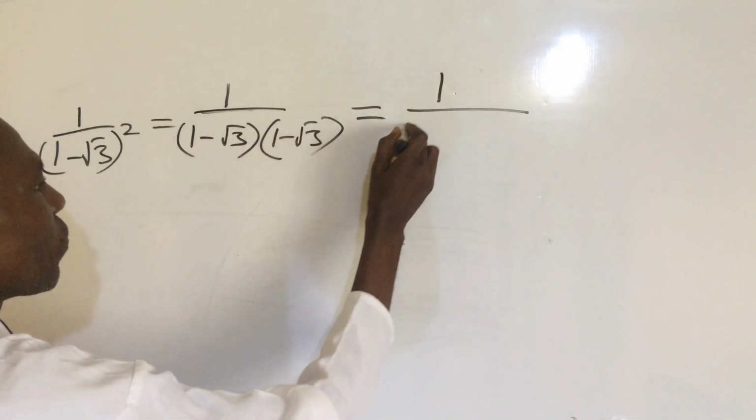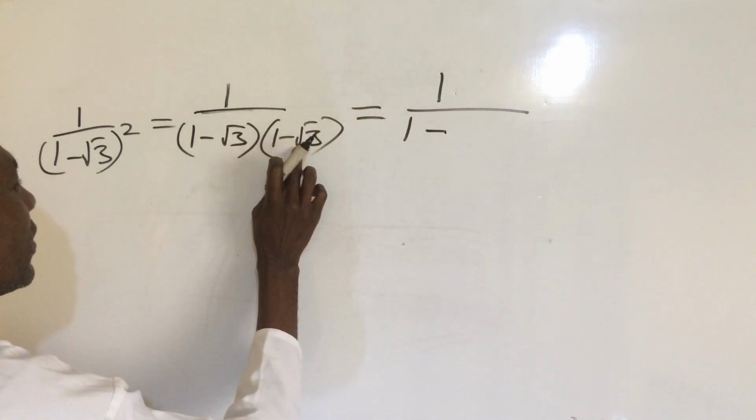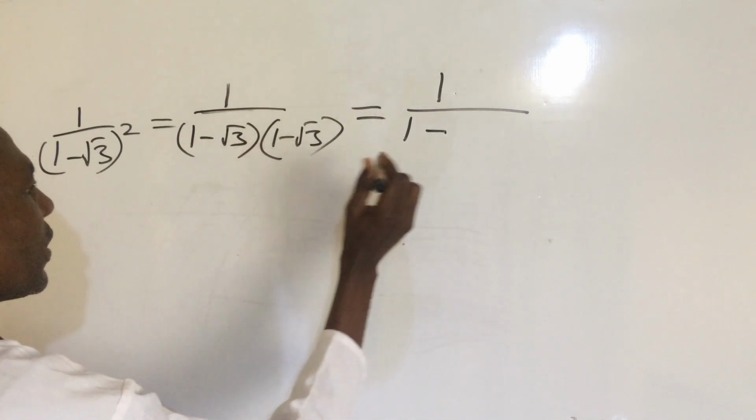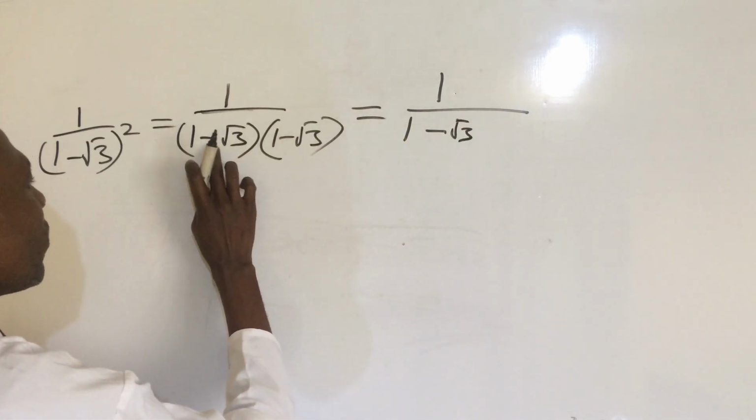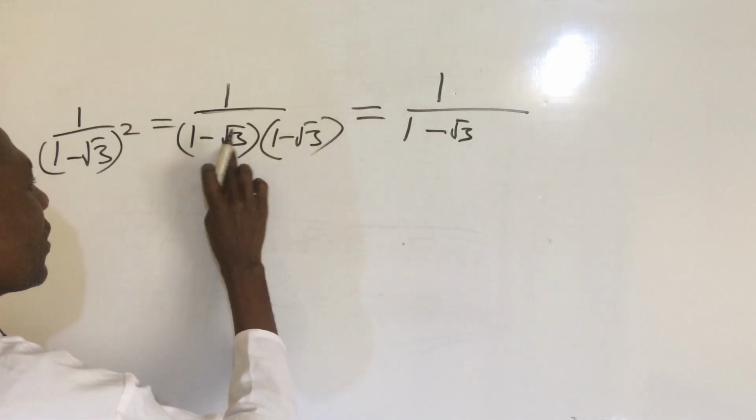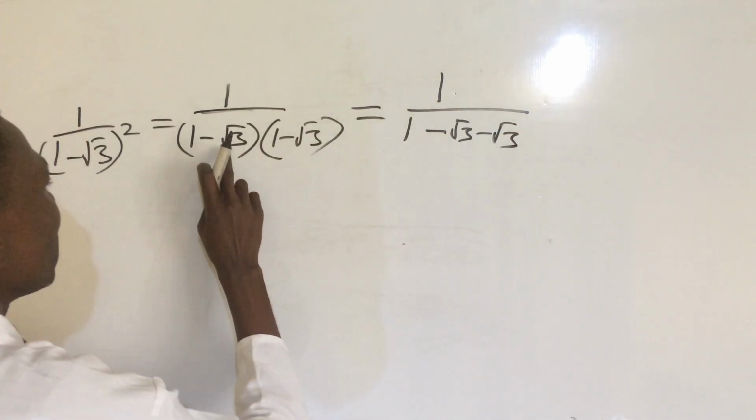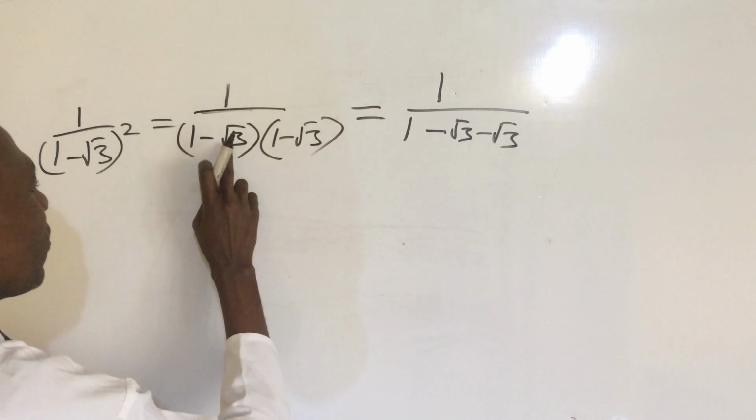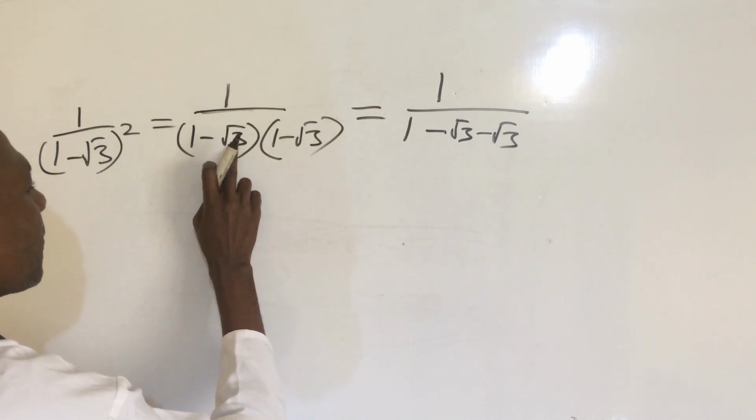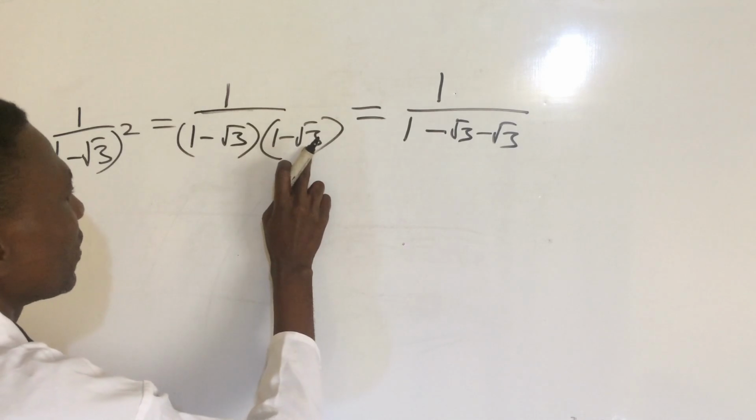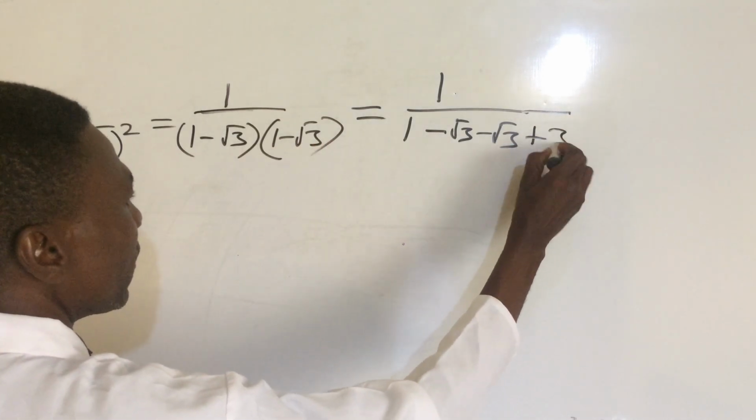This times this is 1, minus this times this, square root 3, is square root 3. Then, starting with this one, minus square root 3 times this will be minus square root 3. Then minus square root 3 times minus square root 3 will be plus 3, okay?